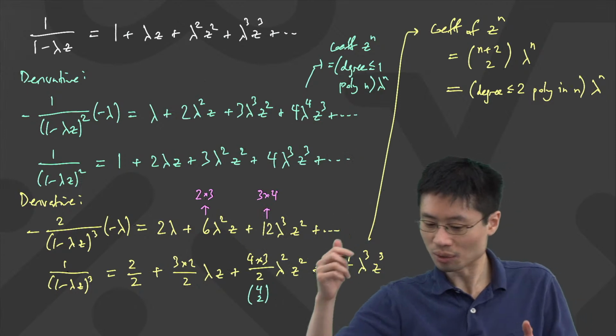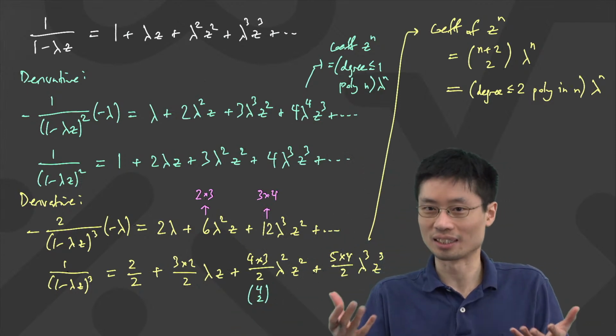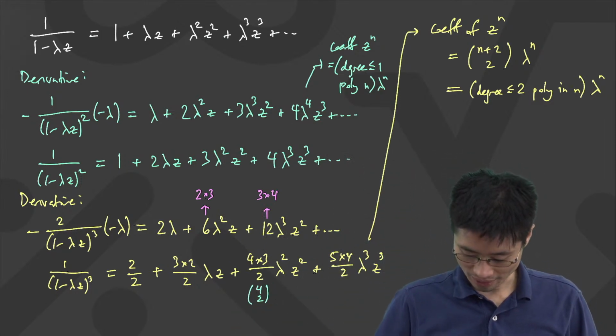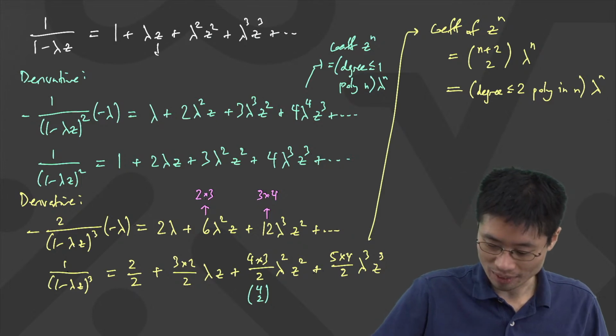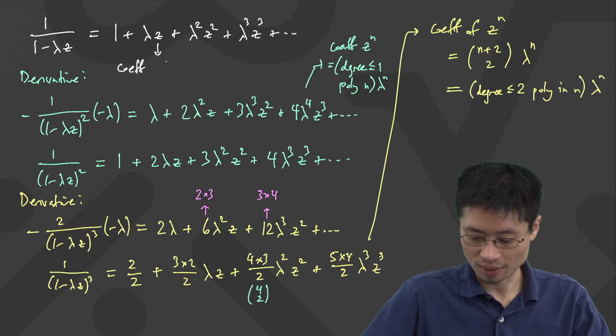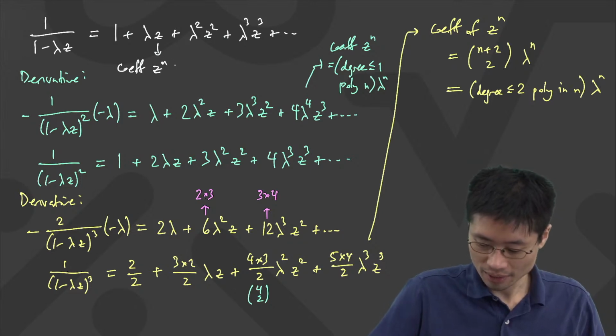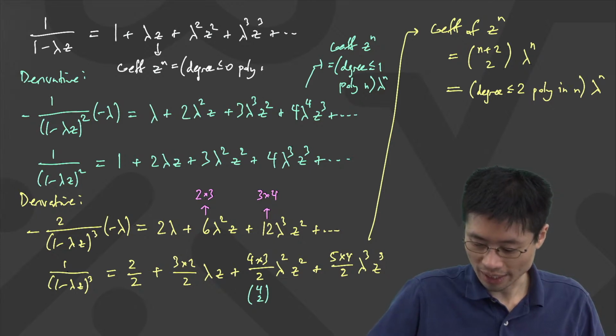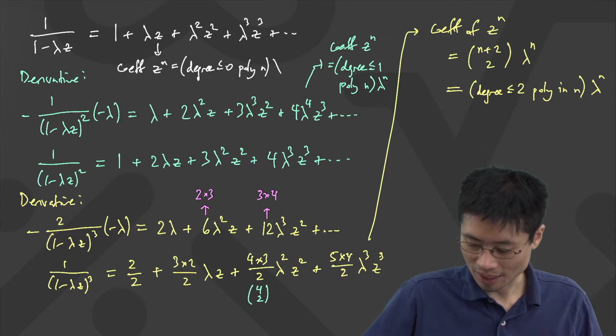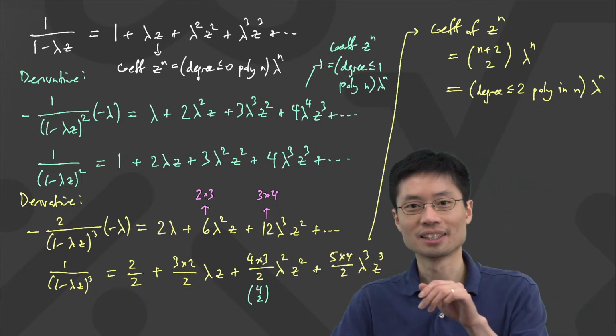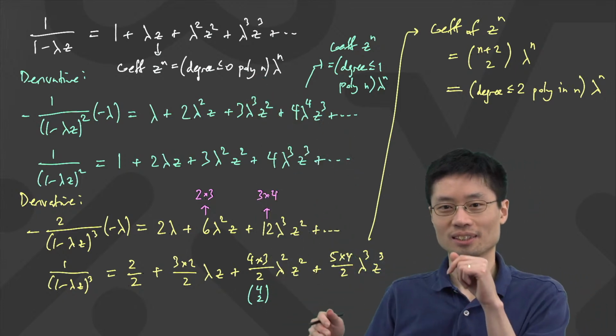Well, the white thing is a degree 0 polynomial. It's just like a constant. A degree 0 polynomial in n times lambda to the n. Coefficient of z to the n is equal to a degree less than or equal to 0 polynomial in n times lambda to the power n. Why did I do that? I did that because I'm supposed to add the three together.